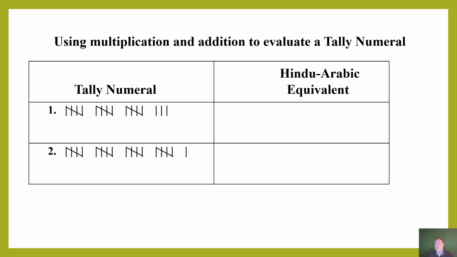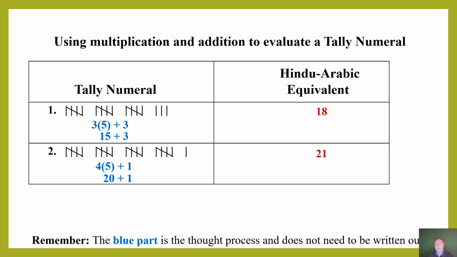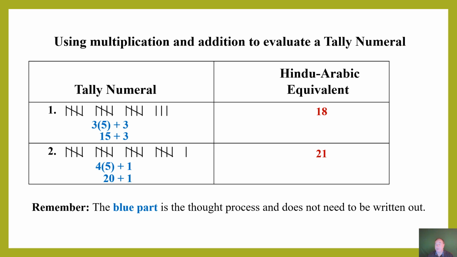Now let's use multiplication and addition to evaluate the tally numeral. If we look at number 1 here, what do we have? We have 3 symbols for 5 and 3 symbols for 1. So this could be 3 times 5 plus 3, which is 15 plus 3, or 18. Number 2 here, we have 4 symbols for 5, 1 symbol for 1. So this would be 4 times 5 plus 1, 20 plus 1, 21. And again, the blue part, thought process.